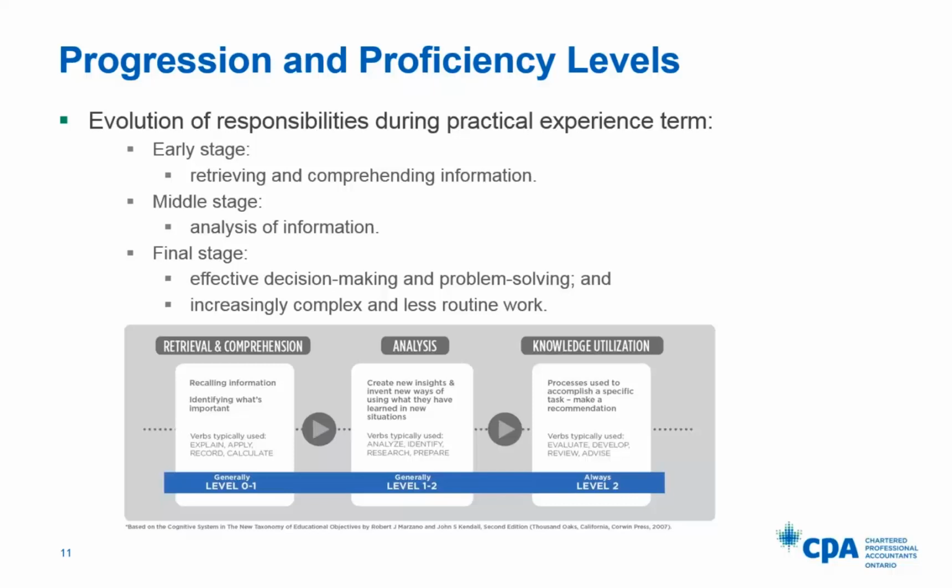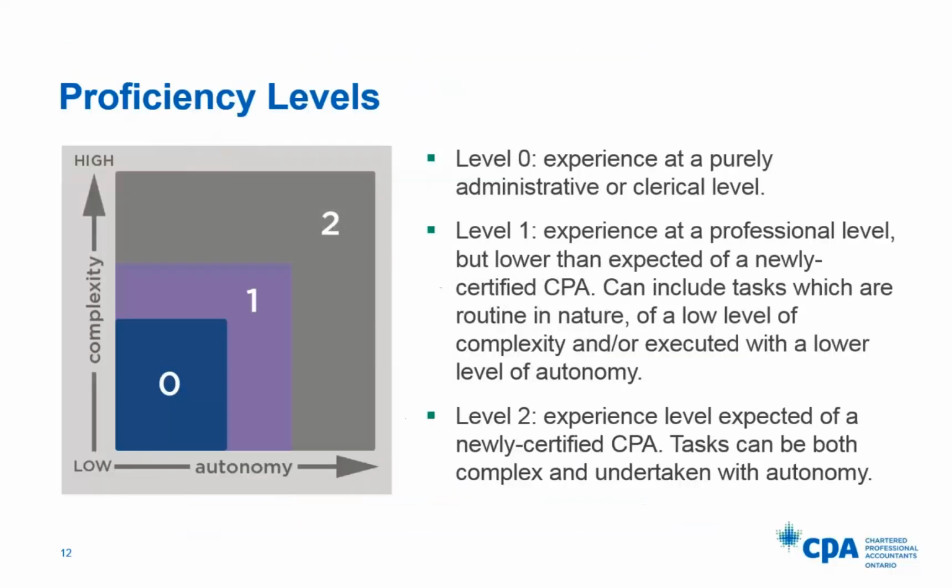Okay. So the other way of looking at it is through more like a matrix. We not only look at the nature of what you do, but we also have to look at the complexity of the task that you have, as well as how much independence you have in doing that particular task. So as you can see here, as you move out in terms of going from low autonomy to high autonomy, and going from a low complexity task to a high complexity task, you're moving from a level 0 to a level 2.